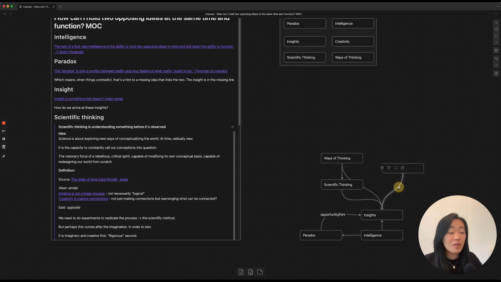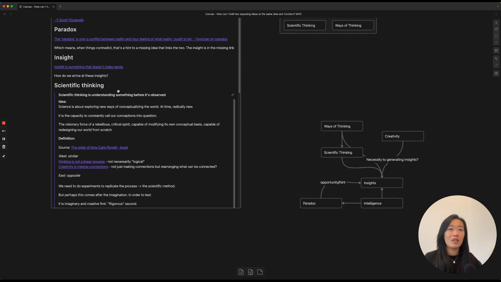What else is there? Creativity, whether creativity is a necessity to generating insights. I don't know. Do you need to be creative to hold two things that oppose each other in your mind? You definitely need to be a little bit more flexible, right? Open-minded, which was what this idea on scientific thinking is about. So let's drag that out here. And here's an interesting thing: if creativity is necessary to generate insights, is there a relationship between intelligence and creativity? Is there a relationship here? Maybe being creative is intelligent, or the other way around.